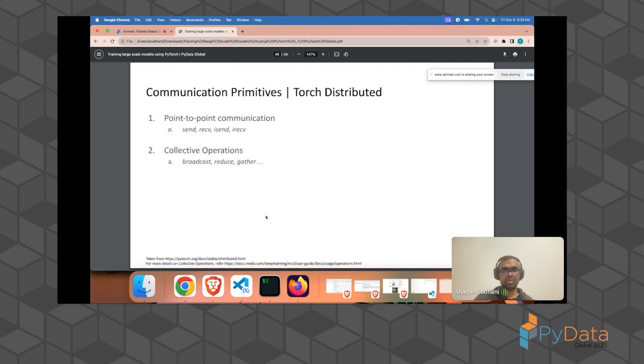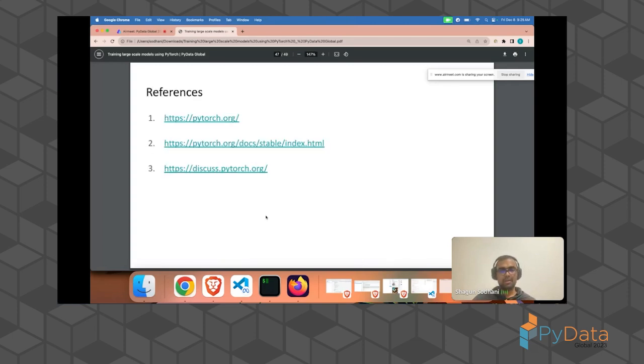And in terms of the communication primitives, you have point-to-point communication, so one GPU can talk to the other GPU. You can have collective operations where a group of GPUs are doing some collective operations like broadcasting or reducing. All these things are very well documented on the PyTorch docs, and Discuss forums are a great place to ask questions about PyTorch.